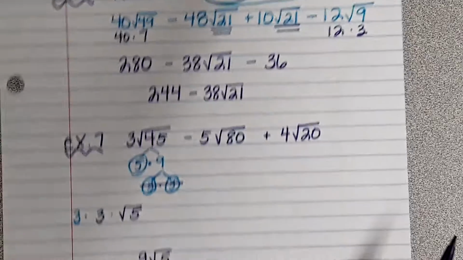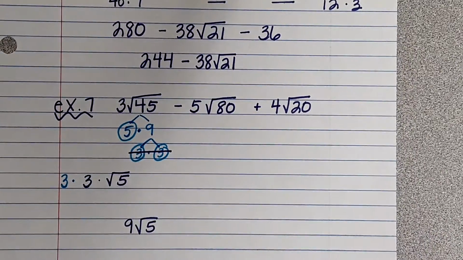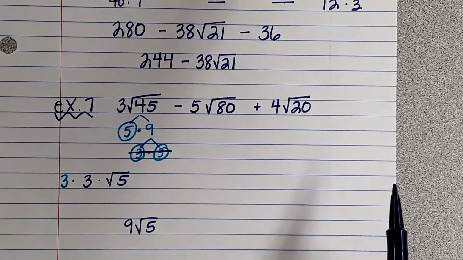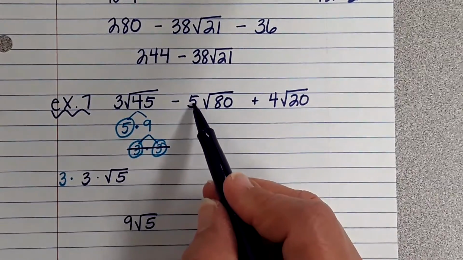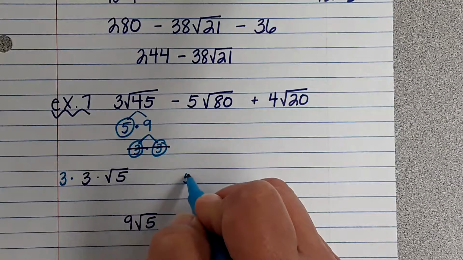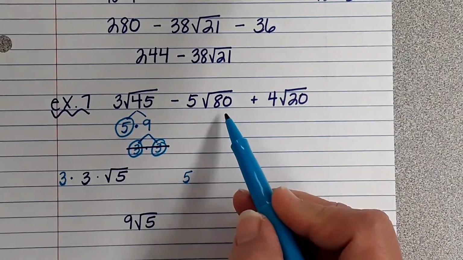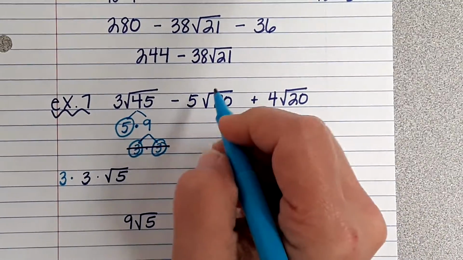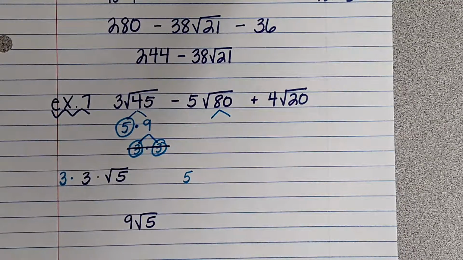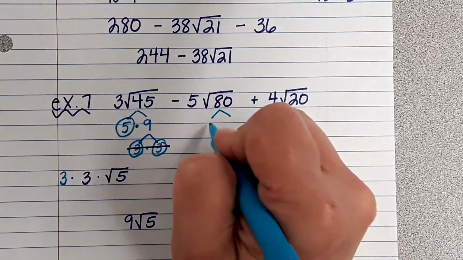Now, most likely one of these or all of them are going to have a square root of 5 in them, okay? So I'm going to bring this 5 down. This 5 right here is just going to be part of my problem. And now I'm going to do a tree for 80. What are 2 numbers you can multiply to get 80? 16 and 5.